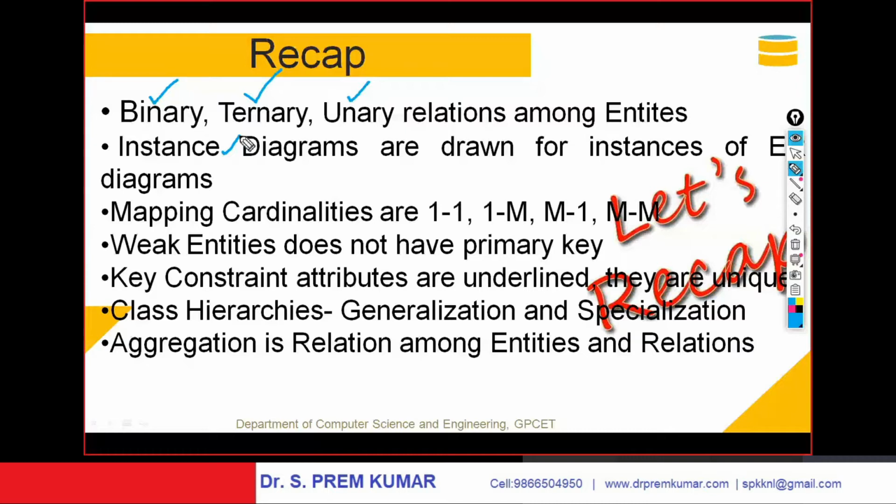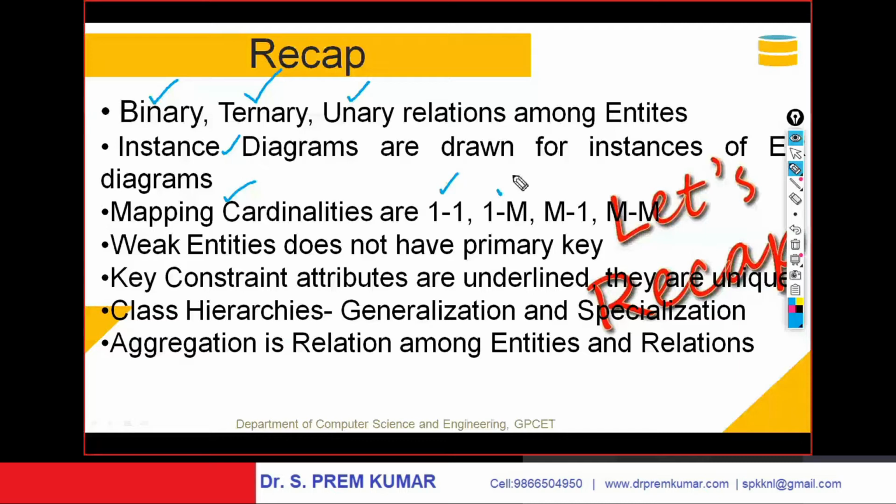And also we had a discussion on mapping cardinalities. That is one-to-one relation, one-to-many relation, many-to-one relation, and many-to-many relation. There are four types of mapping cardinalities: one-to-one, one-to-many, many-to-one, and many-to-many relations. These are called mapping cardinalities. We discussed the weak entity set. A weak entity set is a set which doesn't have a primary key.